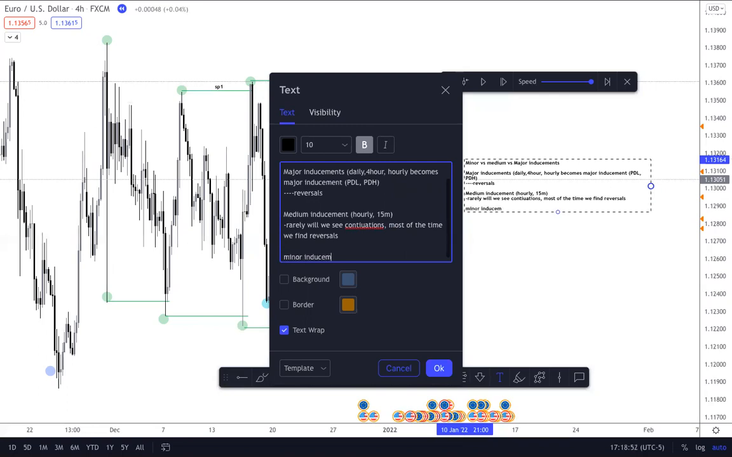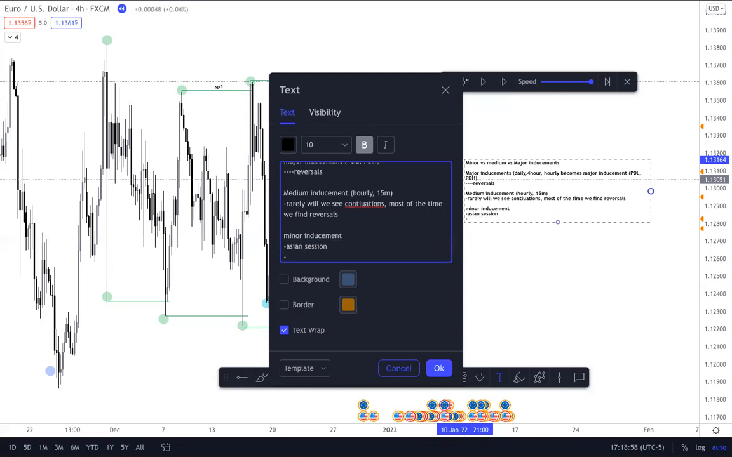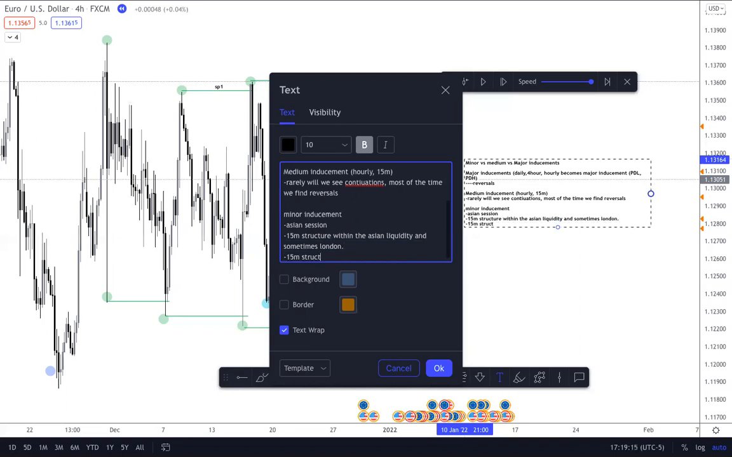Then we have minor inducement. Right? This is your Asian session. This is your 15-minute structure points within the Asian liquidity, and sometimes London. There are also 15-minute structure points that are intraday. And what is minor inducement used for? Mainly continuations, right? Occasionally and rarely reversals.